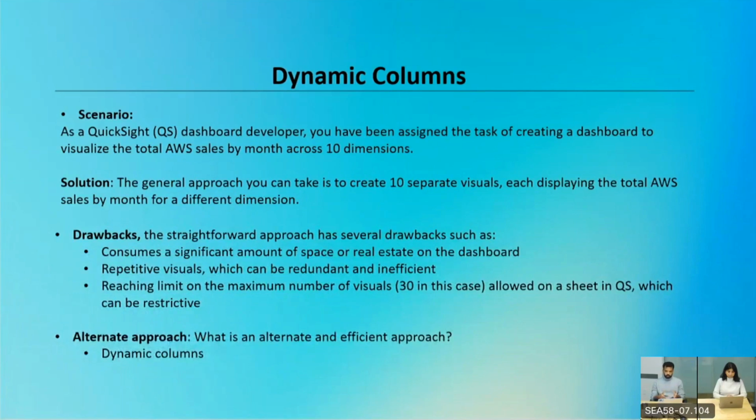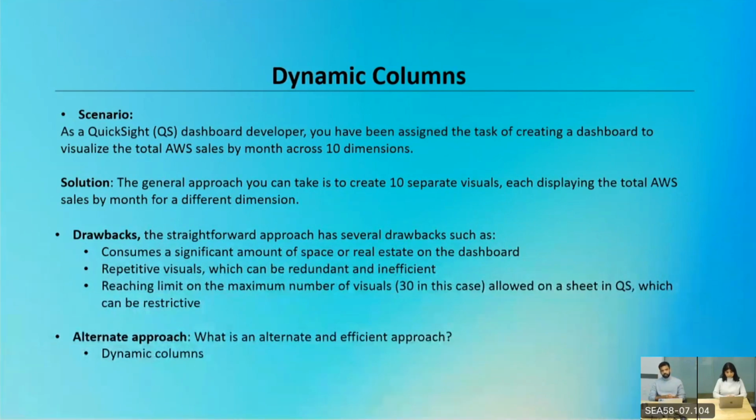So a general approach, what we will generally take, is create one visual and then represent the sales month over month using the leader data or region or country, and then replicate that 10 times to display all the 10 different visuals. So what are the drawbacks of creating these 10 different visuals for showcasing the same exact data, where you are just changing the dimensions? What this can do is consume a lot of real estate. You need to scroll from top to down just to view one visual.